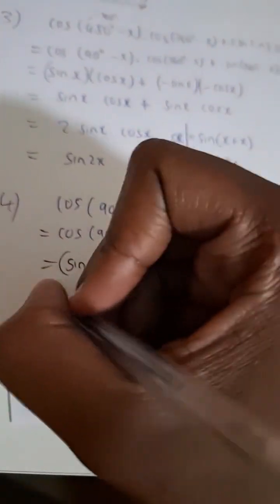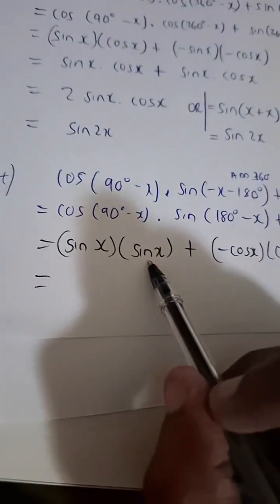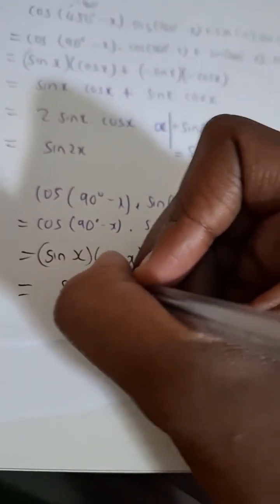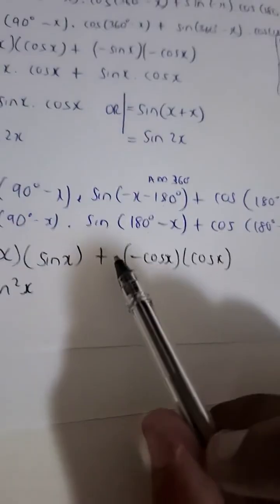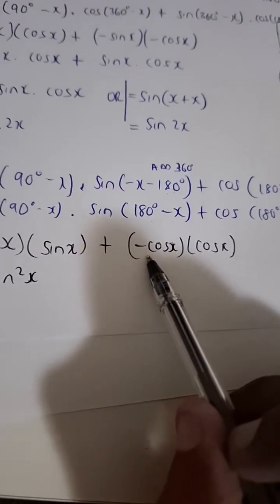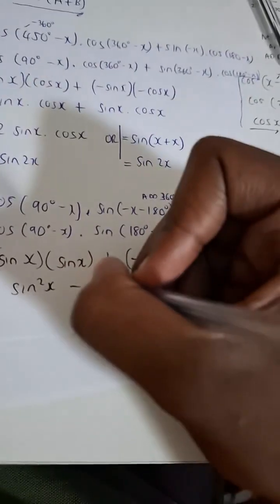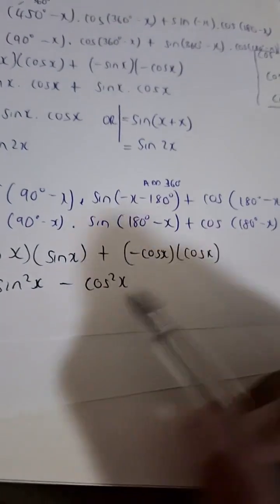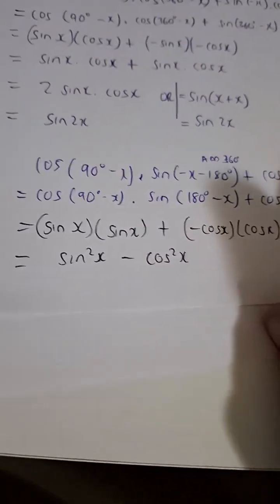Now we can go ahead and look at sine x times sine x. Sine x times sine x is sine squared x. Then positive times a negative. What's positive times a negative, guys? Positive times a negative is a negative. And the negative times a positive is still a negative. So we have negative cos squared x, because cos times cos is cos squared x.